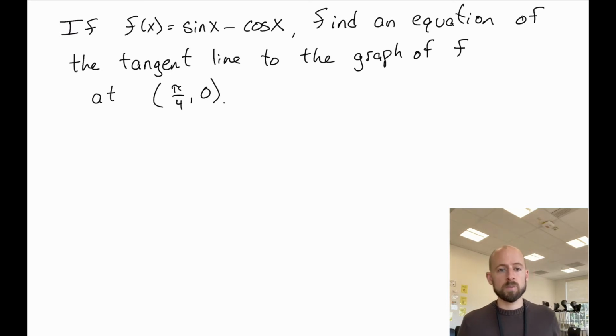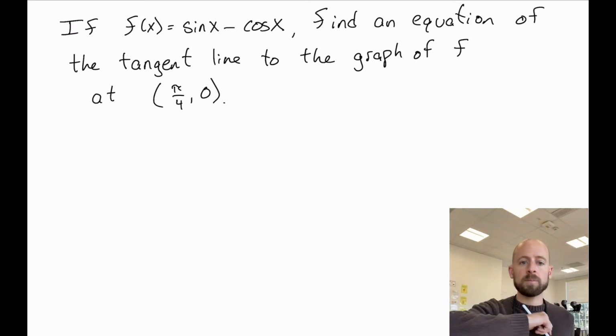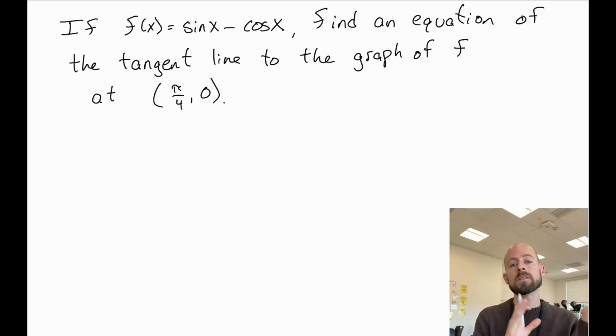Okay, welcome in. We're going to do an example problem here where we are finding the equation of a tangent line given a trig function. So we've done some derivatives of trig functions and now we are applying it. The derivative is the slope. That concept we're going to use.